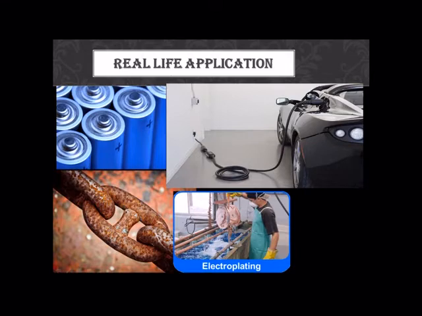And another technique which is commonly used in most industries is called electroplating, where electroplating is just protection of a metal by another metal which is less reactive in nature. So it's a simple technique. We'll learn about this in our next videos.